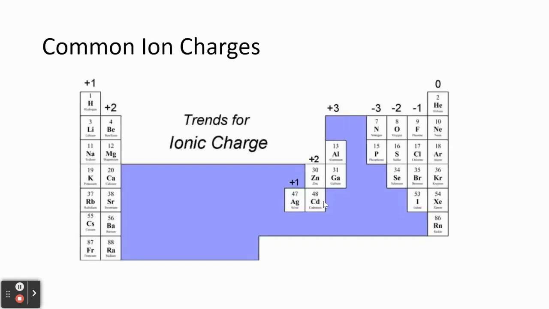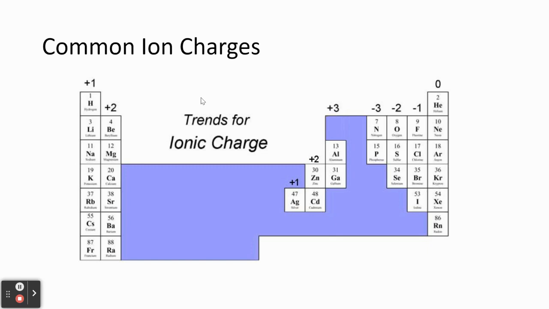What are common ions and their charges? Well, we know that elements that are in this first group here are called alkali metals. They tend to form ions with a +1 charge. Here in this second group are alkaline earth metals. They tend to form ions with a +2 charge. When we look over here at group 3, they tend to form ions with a +3 charge.